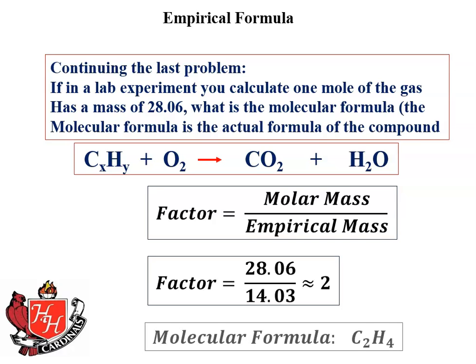So what you then do is take your empirical formula CH2 and multiply the subscripts by 2, because that's the factor you just calculated. And so your actual molecular formula is C2H4. So you need to know that last piece of information, what the molar mass of the substance is. So anyway, that's how you do empirical formula problems.